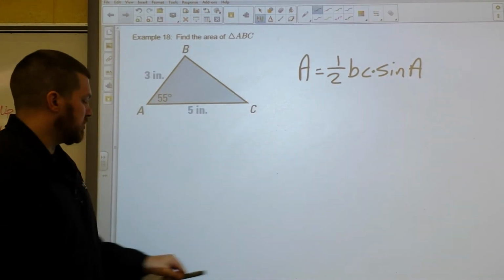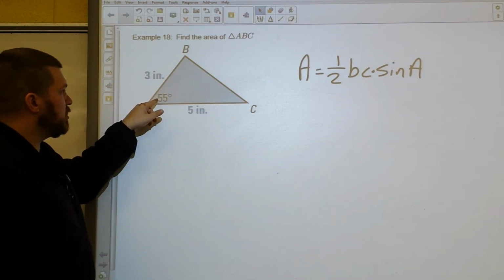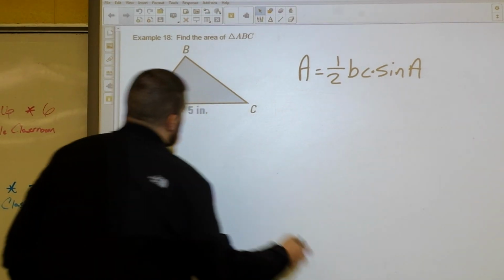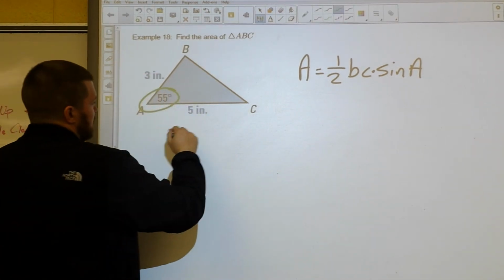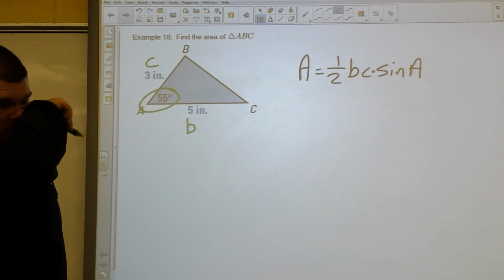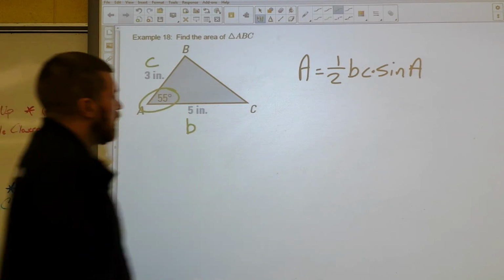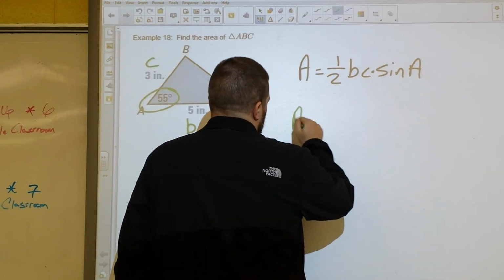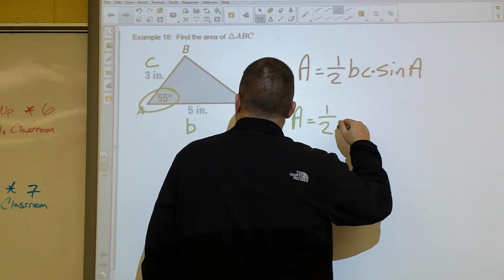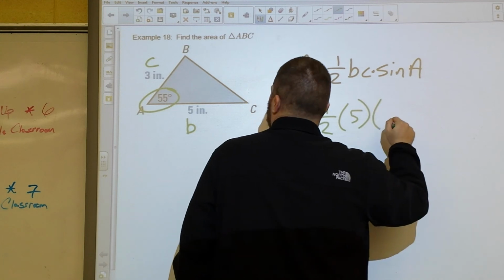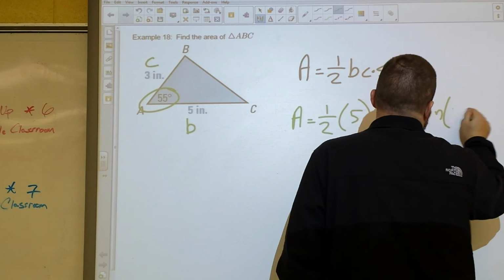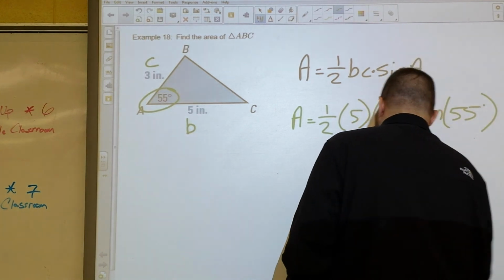So essentially what you need to do is, as soon as you know your angle, that means you're going to use the two sides that surround it. So I know angle A, so that means I need to know side B and side C. Unfortunately, that information was already given to me. So now I'm going to plug in. Area is 1/2 of B, which is 5, times side C, which is 3, times the sine of angle A, which is 55 degrees.